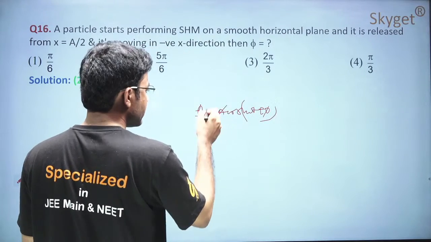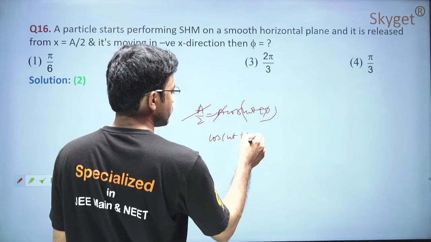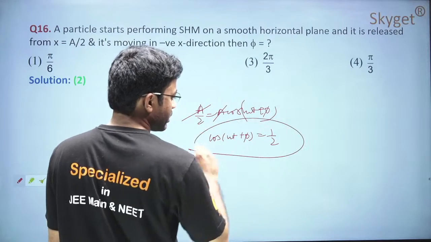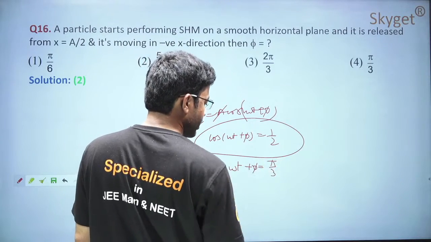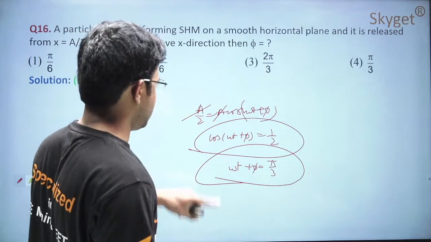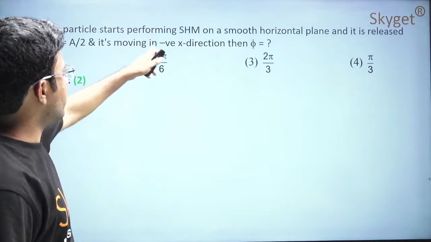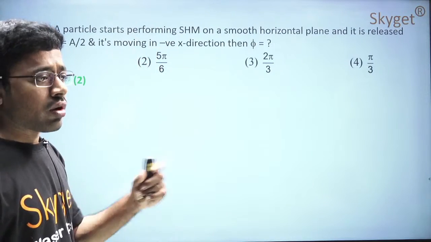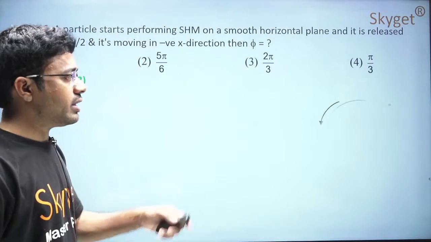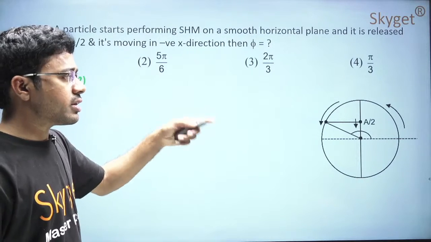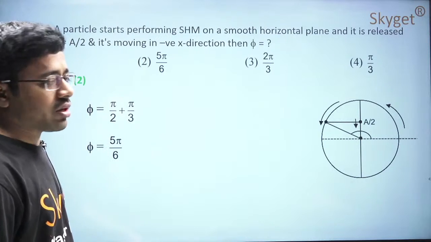Then a gets cancelled, so cos (omega t plus phi) is equal to 1 by 2, and for cos (omega t plus phi) to be 1 by 2, omega t plus phi must be equal to 60 degrees, that is pi by 3. But he said it is released at a point where x is equal to a by 2 and it is moving in the negative x direction. So whether you have to always calculate from the angle, or take the reference from the x-axis. So it is already at an angle of 90 degrees there. So 90 degrees plus pi by 3, that is pi by 2 plus pi by 3. So you will get the total angle to be 5 pi by 6.